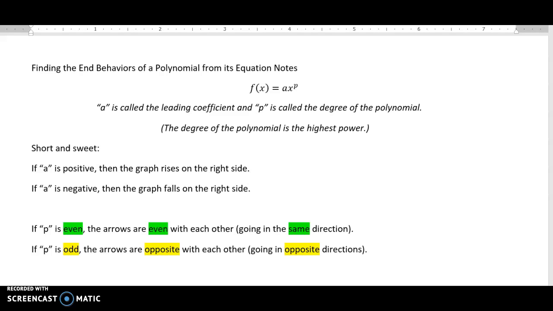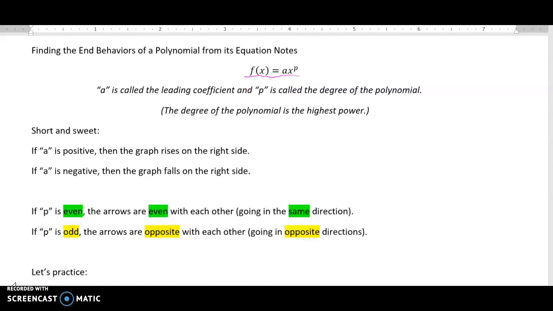We know the equation of a polynomial is f of x equals a times x to the p power. A is called the leading coefficient because it's in front. It's the coefficient that's in the very front. And p is called the degree of the polynomial. The degree of the polynomial is the highest power. So we always start our polynomial with the highest power and we trickle down to the constant.